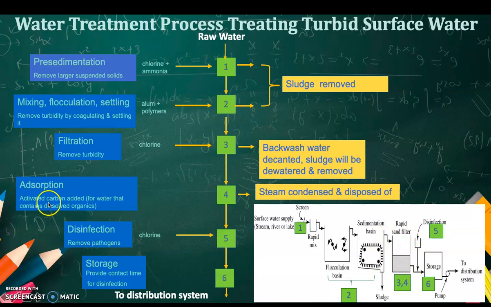Then we also have adsorption with activated carbon for water that contains dissolved organics. Finally we go to disinfection to remove pathogens so that your water is safe to drink. Then we go to storage to provide contact time for disinfection. Later on it will go to the distribution system. So this is the general water treatment process to treat turbid surface water.